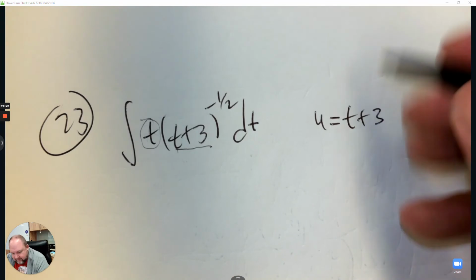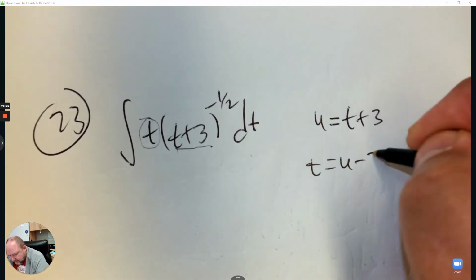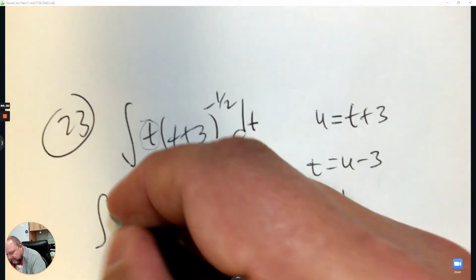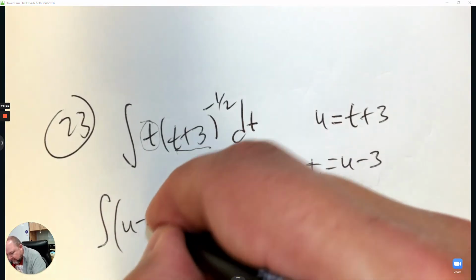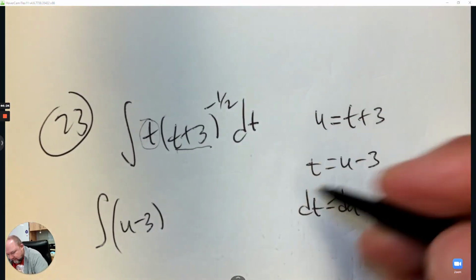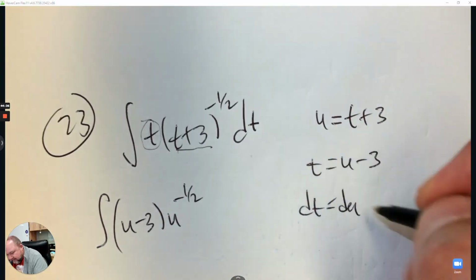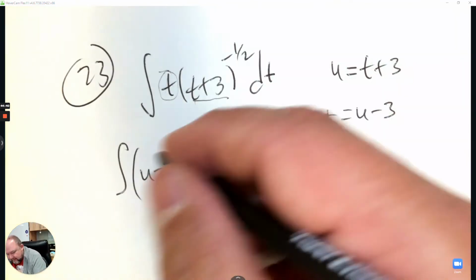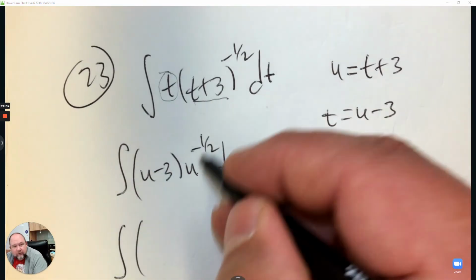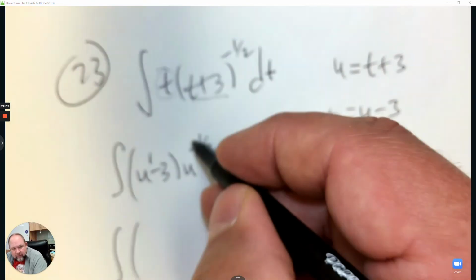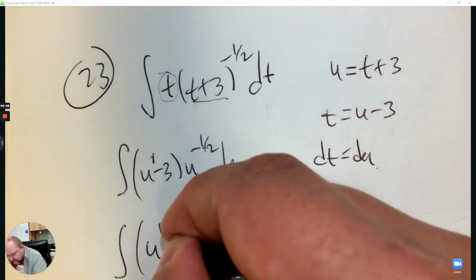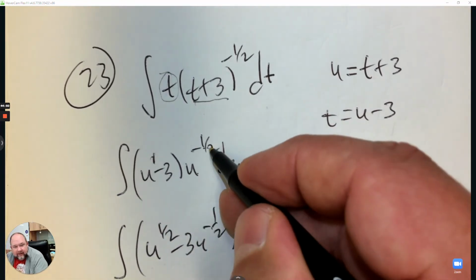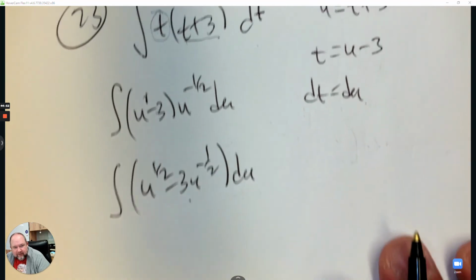So u is equal to t plus 3, t is equal to u minus 3, and the derivative of t and the derivative of u. Substitute in. t is u subtract 3, t plus 3 is u, and dt is du. And now I'm going to distribute. So u to the negative 1/2 times u to the 1, you add the exponents. u to the negative 1/2 times negative 3, you just multiply them together.